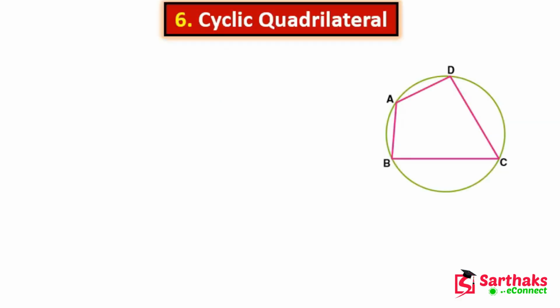So today we are going to discuss cyclic quadrilateral. Now what is a cyclic quadrilateral? In this, we know what a quadrilateral is. Quadrilaterals are those figures which have four sides or four vertices. Now let's suppose we have a quadrilateral ABCD. Now what is a cyclic quadrilateral?